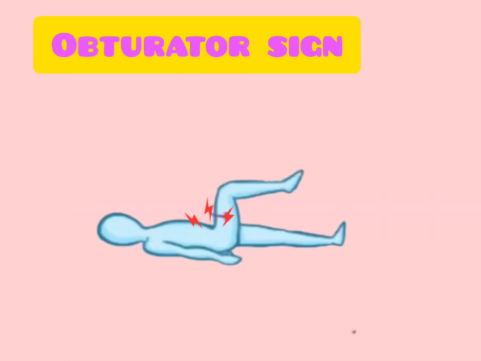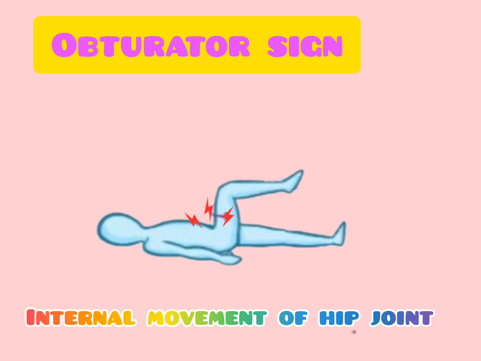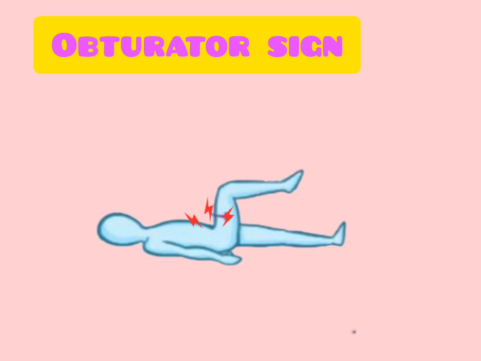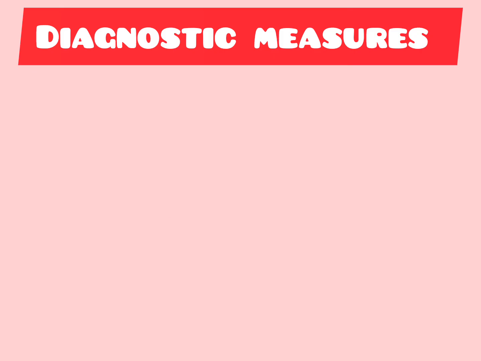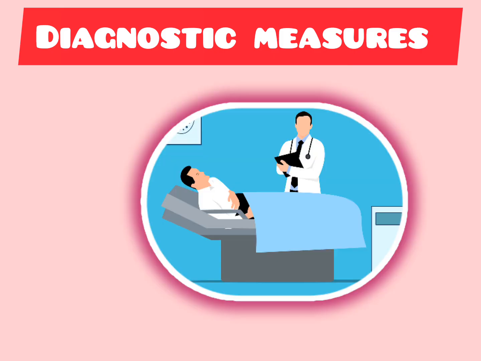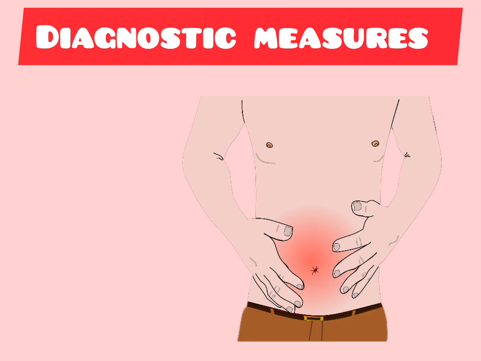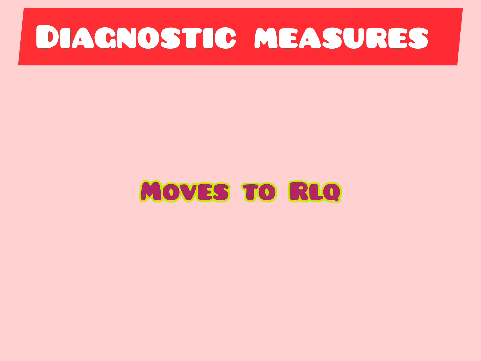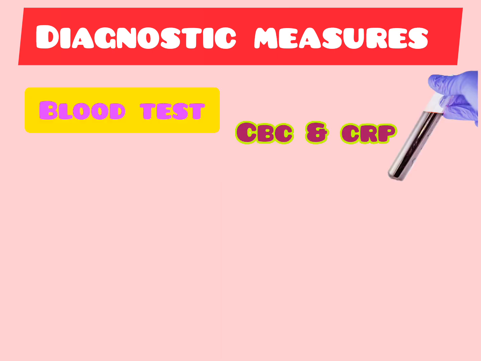Obturator sign. Discomfort or pain felt by a patient on slow internal rotation of the hip joint while the right knee is flexed. It indicates an inflamed pelvic appendix that is in contact with the obturator internus muscle. Next is diagnostic measures. When you consult a doctor, he will check the pain location first. As we discussed already, the pain begins around the navel and moves to your right lower quadrant, and some people feel the pain elsewhere. Blood tests include CBC and CRP.